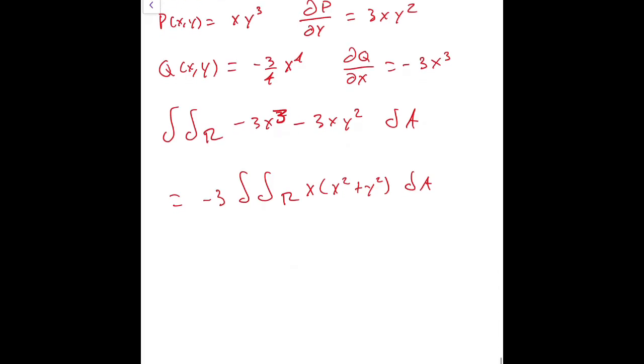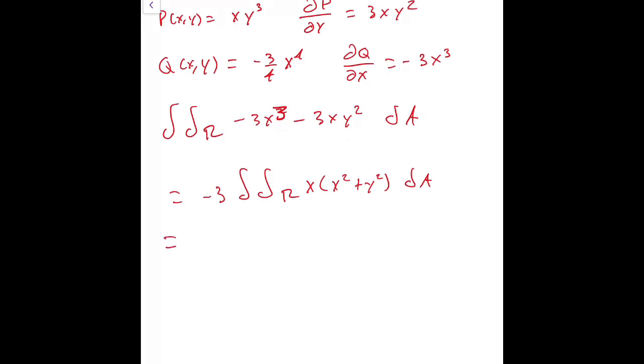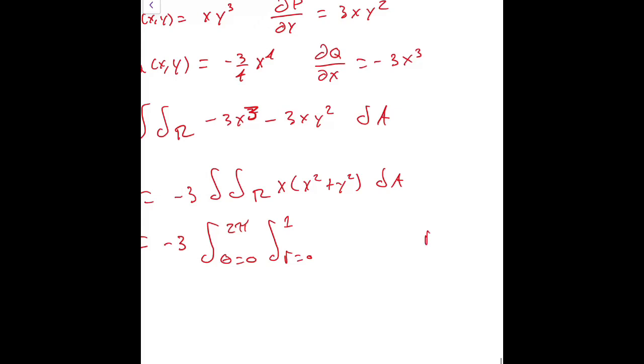Now this is a good candidate for polar coordinates, so we'll switch to polar integration. We're integrating over a disk of radius 1. So theta is going to go from 0 to 2 pi because we're integrating over the entire disk. r will go from 0 to 1. We'll go ahead and write the r dr d theta. When you switch to polar coordinates, you don't want to forget about that. Now we'll convert the integrand to polar coordinates. The x is r cosine theta, and then the x squared plus y squared is, of course, r squared.